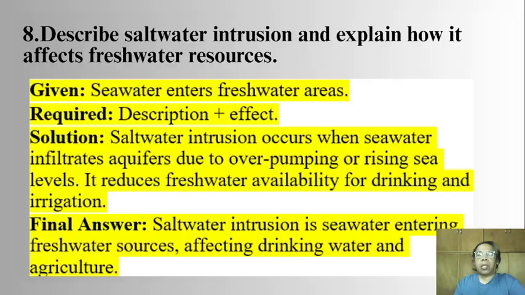Solution. Saltwater intrusion occurs when seawater infiltrates aquifers due to overpumping or rising sea levels. It reduces freshwater availability for drinking and irrigation. Final answer: Saltwater intrusion is seawater entering freshwater sources, affecting drinking water and agriculture.